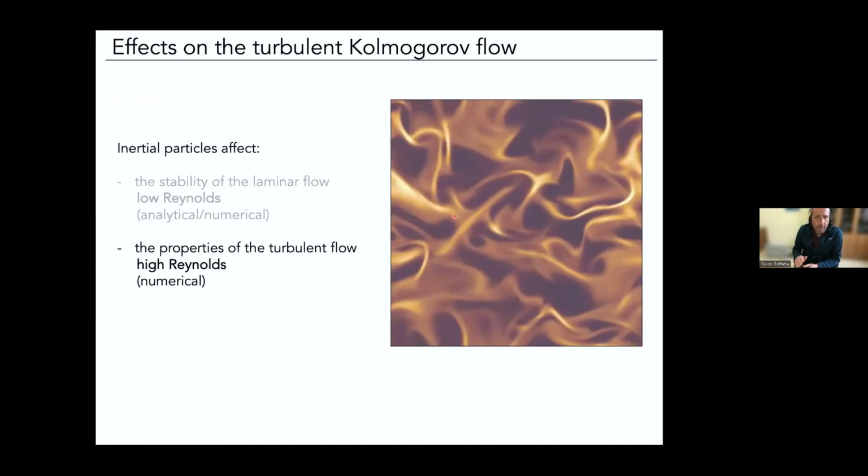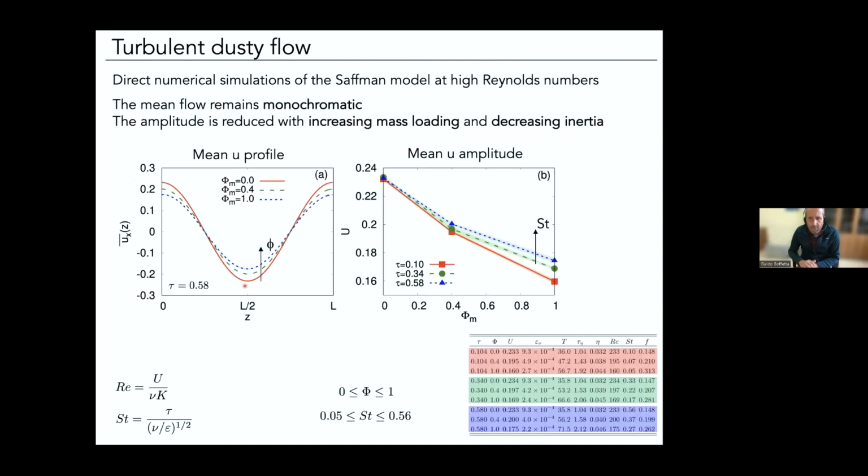Okay. So now let me move to the second part of the talk, the property of the turbulent flow. So now I consider the Kolmogorov flow at a large or moderate Reynolds number. The flow is turbulent. We don't have any analytical prediction in this case, so we use essentially numerical simulation. So we did a set of numerical simulations for different values of the parameters: the Stokes time, the mass loading, at a given forcing, but the Reynolds number, of course, changes because the property of the flow changes.